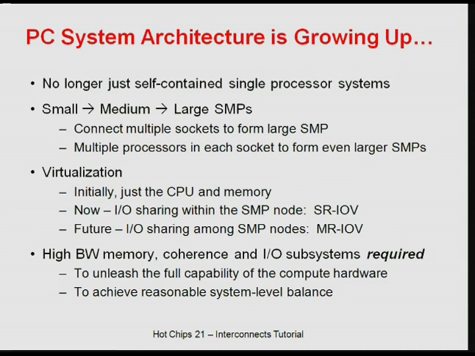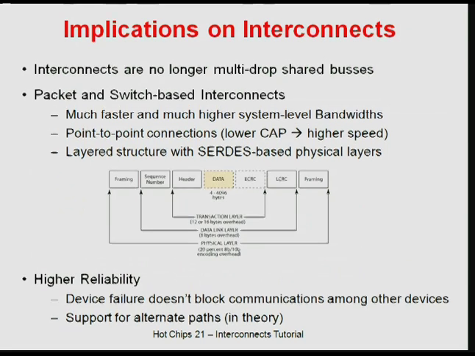As you have more and more CPUs brought into a small area, you're really obligated to increase the amount of data supplied to them. So this puts pressure on this part of the design as well. So in order to achieve that reasonable system level balance, the interconnect has to ratchet up at a rate commensurate with the number of CPUs. So as a result, of course, there are these implications on interconnects. They're no longer, you know, multi-drop shared buses, in case you haven't been watching. They're more packet and switch-based interconnects.